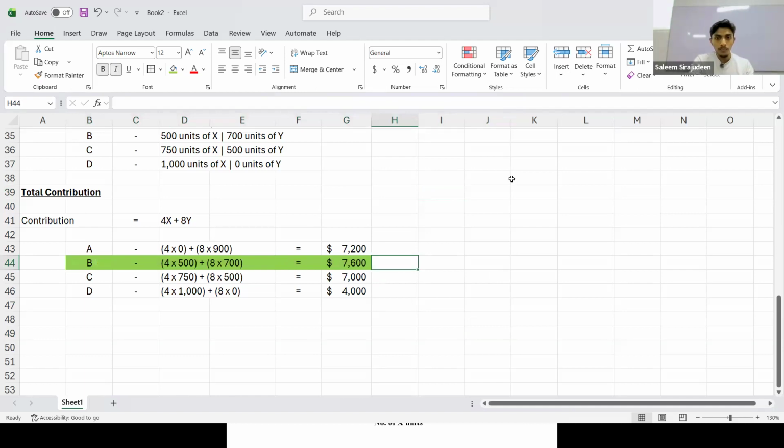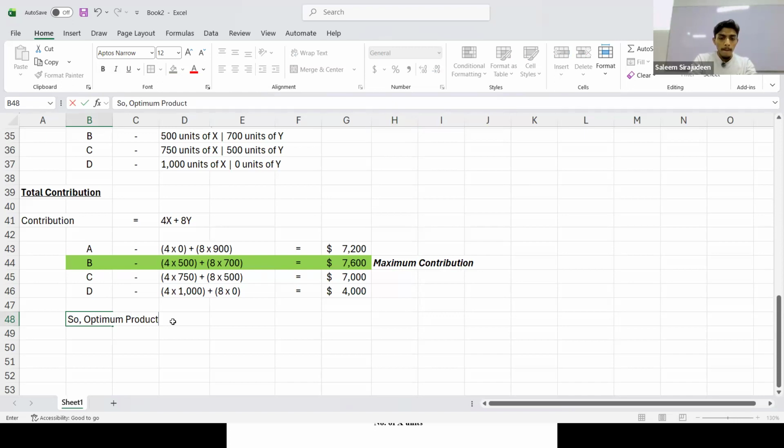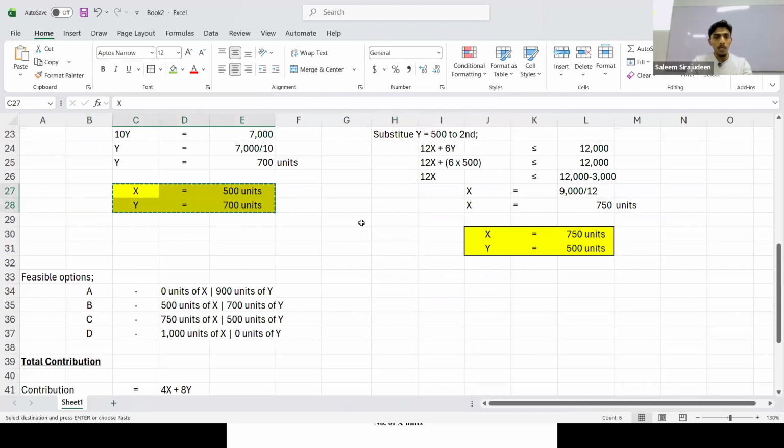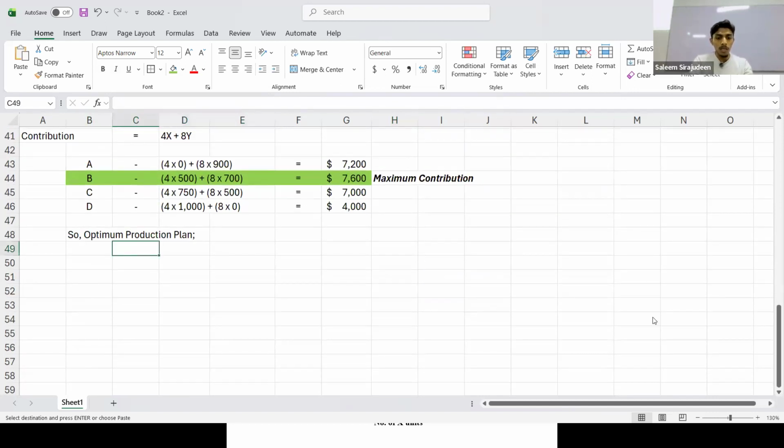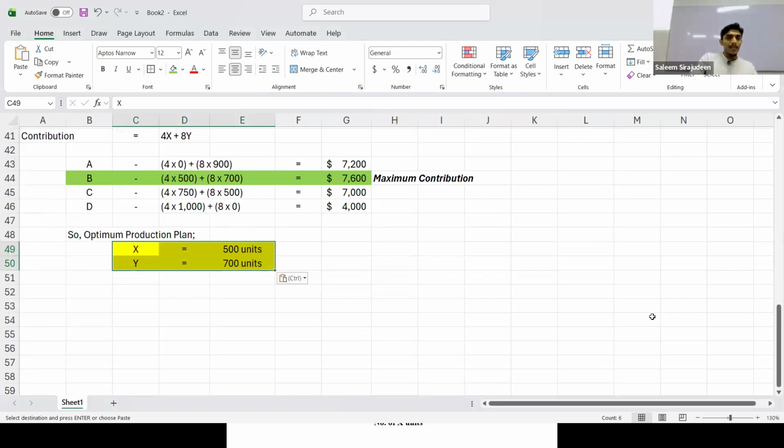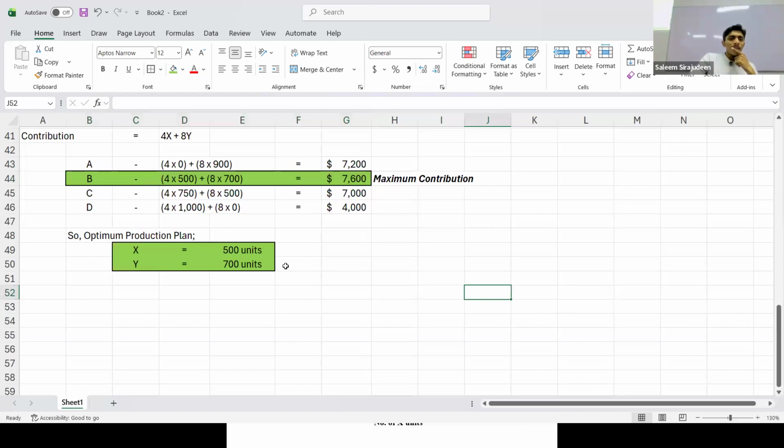Clear? So this is your maximum contribution. So what is your optimum production plan? The optimum production plan will be what? Point B. Got it? Yes? Right. So this option will give you the maximum contribution. Any doubts?